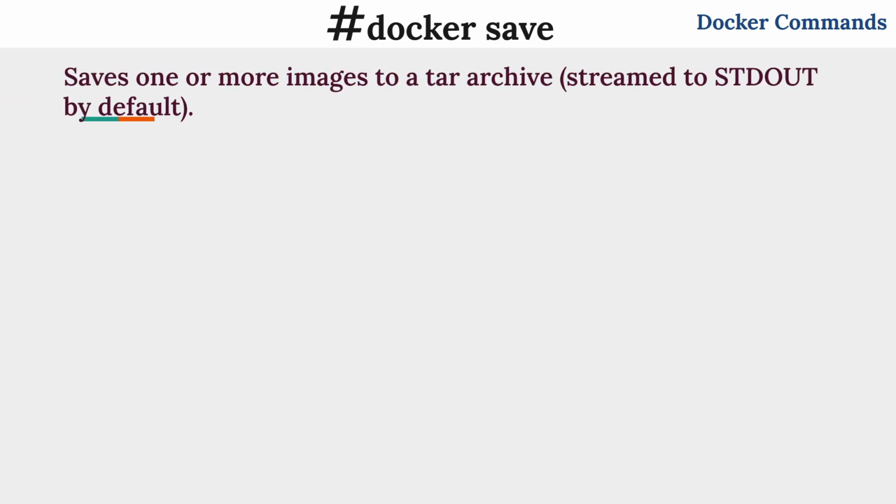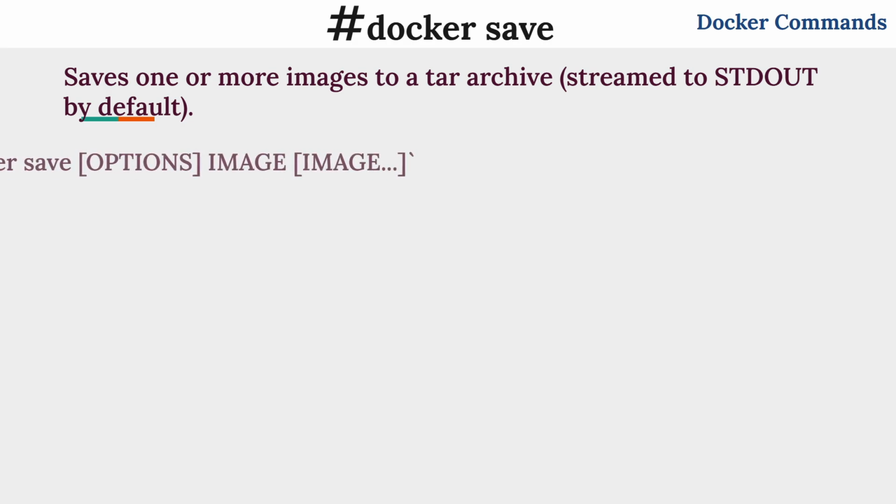Let's see the next command. Next command is docker save. The docker save command in Docker is used to save one or more Docker images to a tar archive file. This command is particularly useful for exporting Docker images from your local Docker environment, which can then be transferred to another machine or stored for backup purposes. Here's how you can use the docker save command.